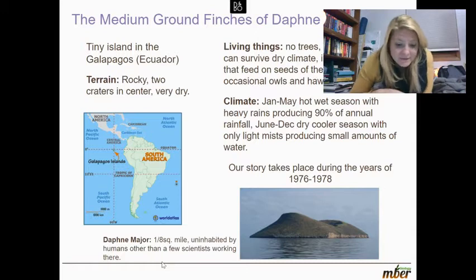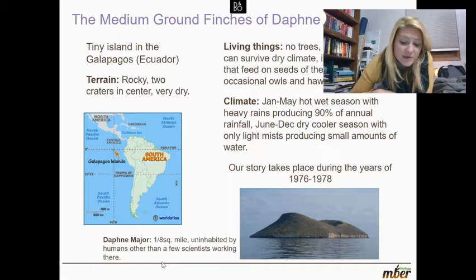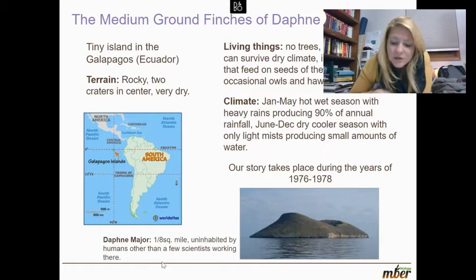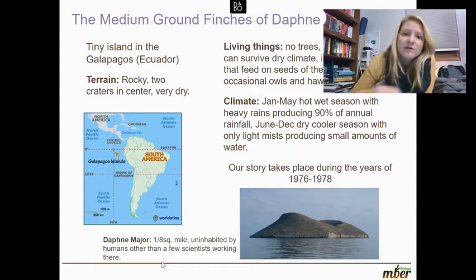Like I just said, Daphne Major is just 1/8 square mile. It's very rocky and very dry. It's near the equator, so it is hot. It has 2 craters in the center of it, and it is uninhabited by humans except for the few scientists that work there. There are no trees on Daphne Major, but there are a few low-growing plants and shrubs like bushes and some cacti. Besides the finches, animal life consists of insects and the occasional owl or hawk.